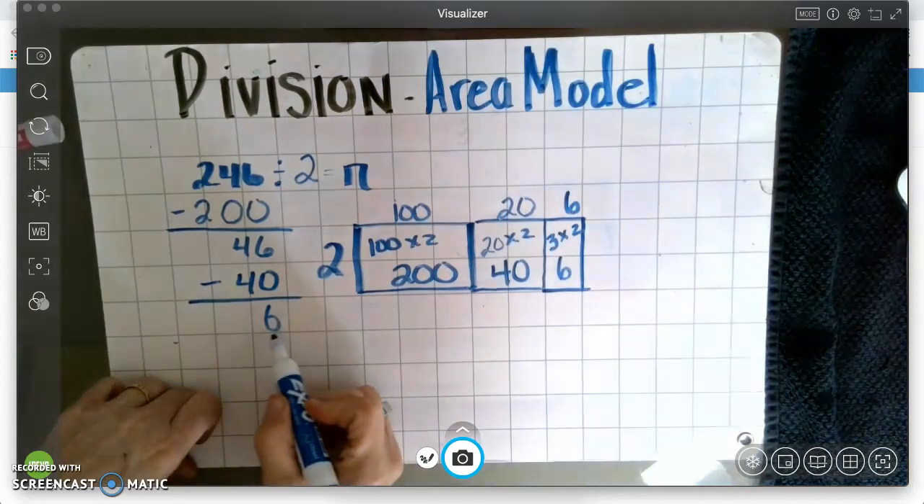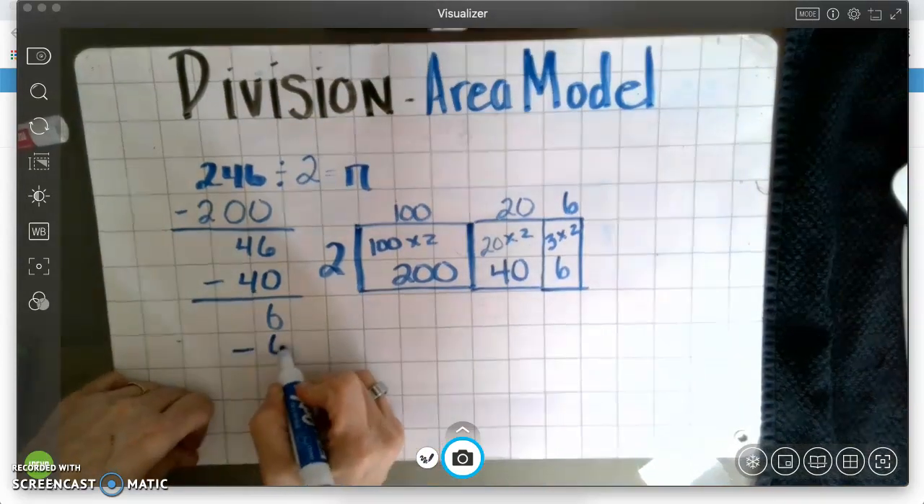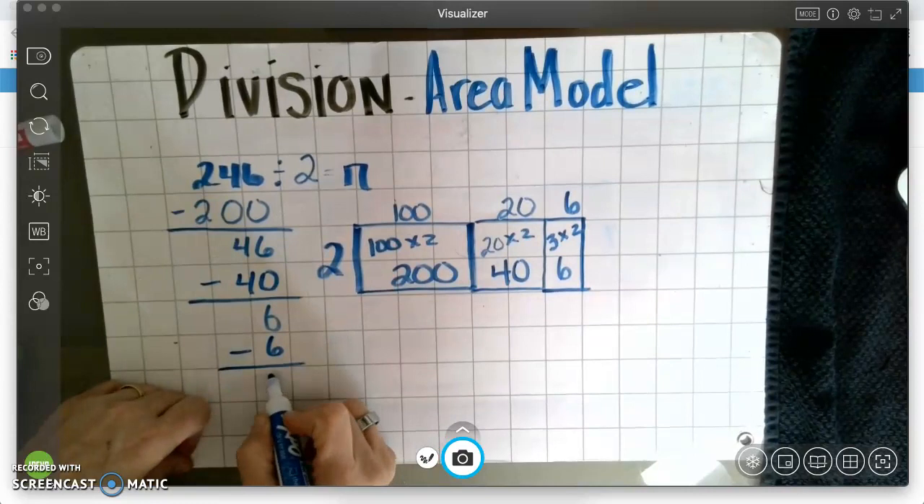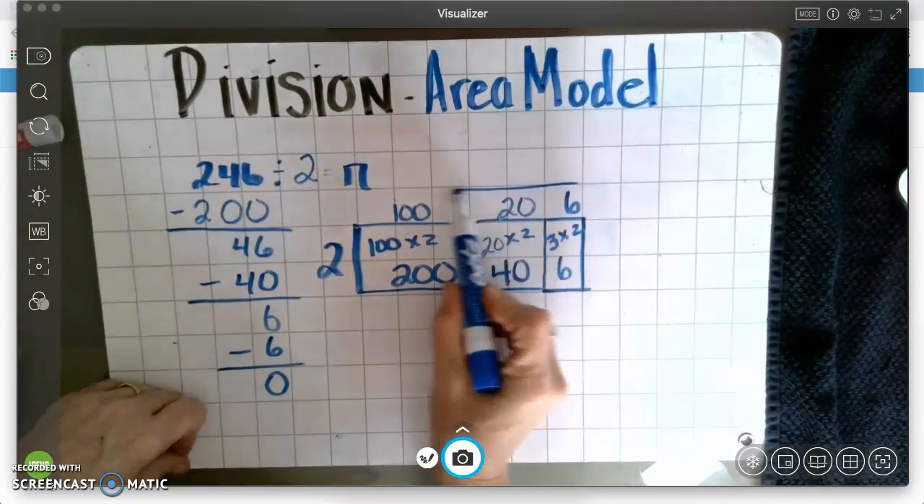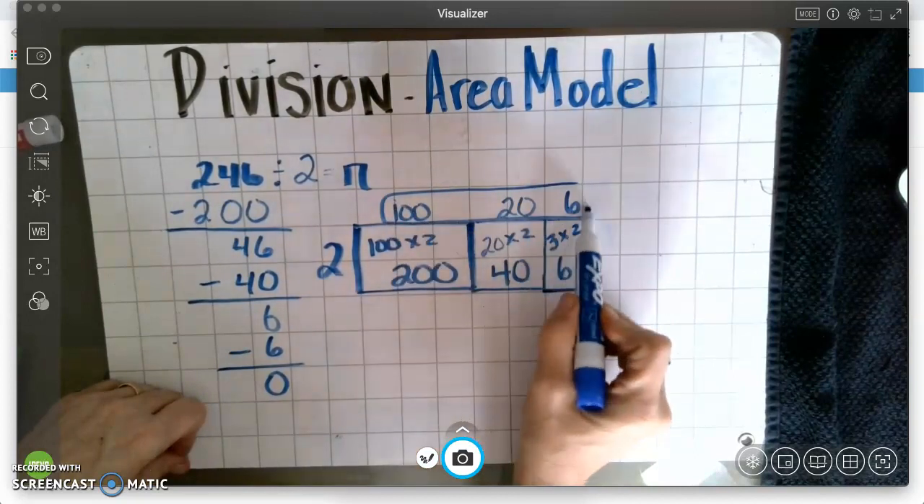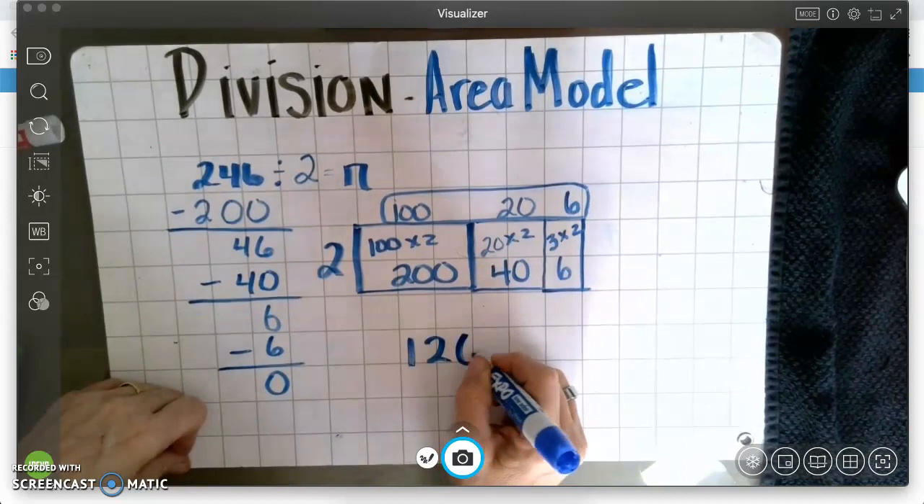So the tiles that were over here, I've now put inside my terrace, so I can subtract that. I don't have any tiles left. So my final answer is going to be 126.